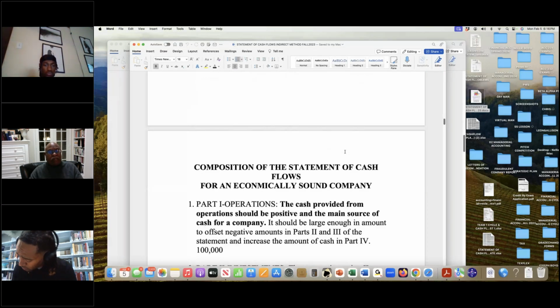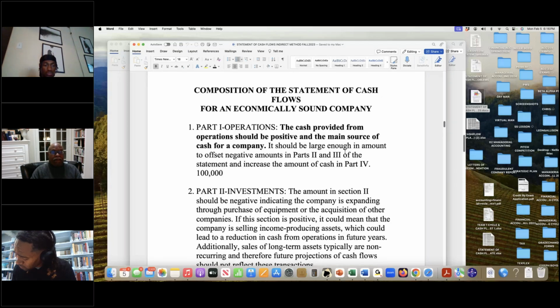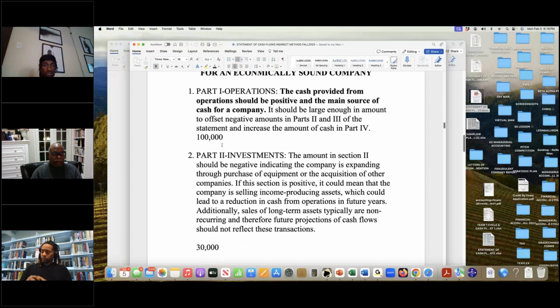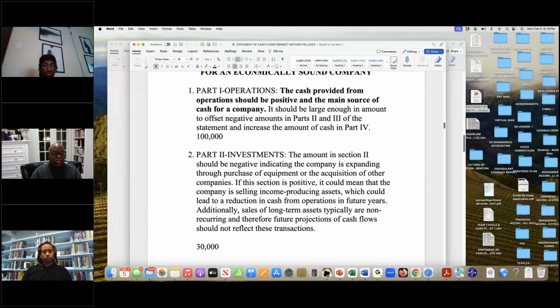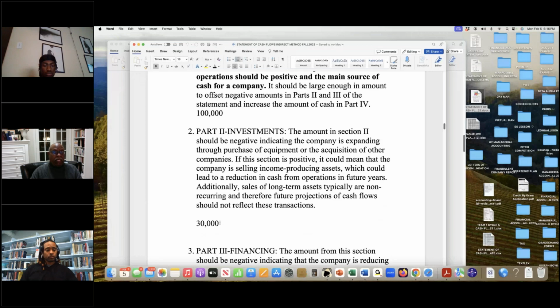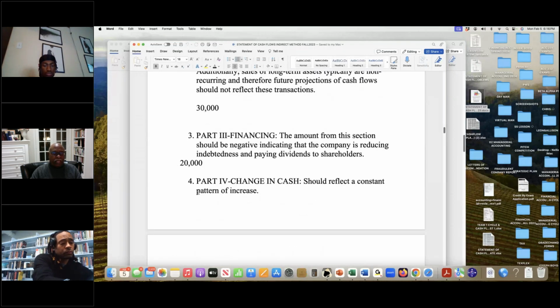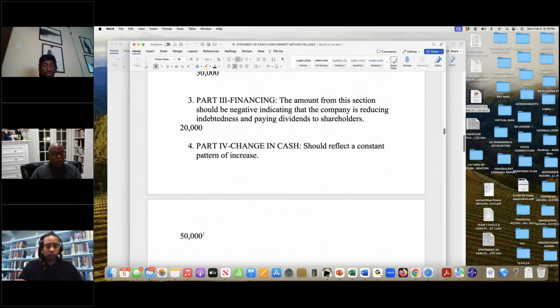And what we said was that in a good company, some of you, if you had $100,000 in cash, and if you paid $30,000 to buy additional assets, $20,000 to pay off debt, then you'd have $50,000 left over and you'd be in good shape. Okay, personally, that's where everybody would be.